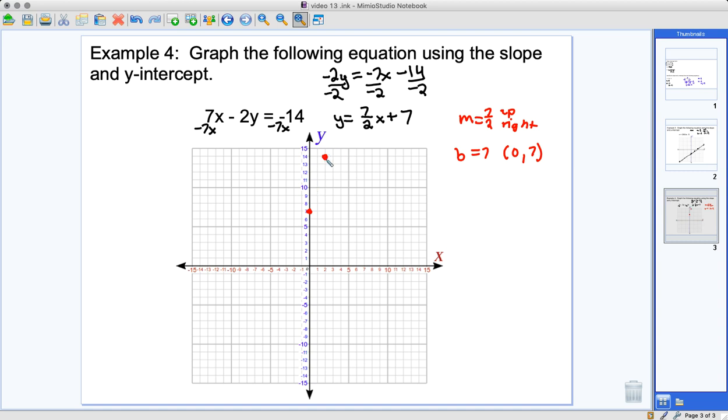Notice I can't go any further to the right or up, otherwise I'd be off my graph. So what you can do is go backwards, do the opposite of what you did here. Instead of going up 7, go down 7, and instead of right 2, go to the left 2. And then connect your points. And that's graphing using slope-intercept form.